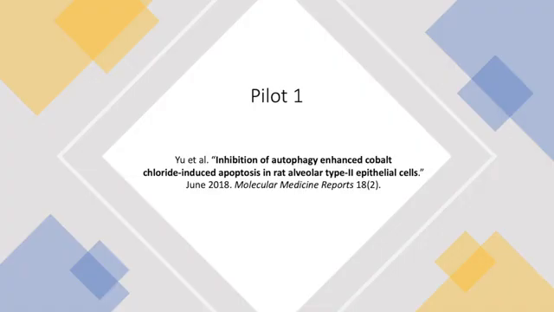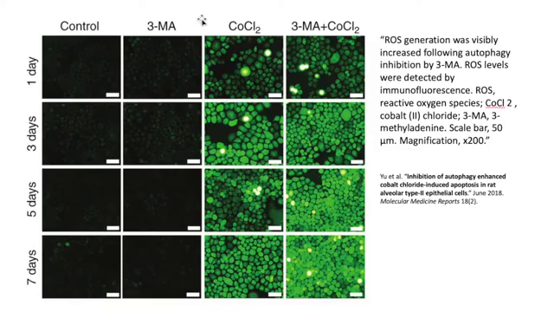The first pilot study is from this paper right here that studied rat lung epithelial cells. In this study, the authors investigated autophagy and separated it from apoptosis. They treated cells with cobalt chloride to induce hypoxia, which also induces autophagy. But then they also co-treated cells with 3-methyladenine, which inhibits autophagy, but not apoptosis.